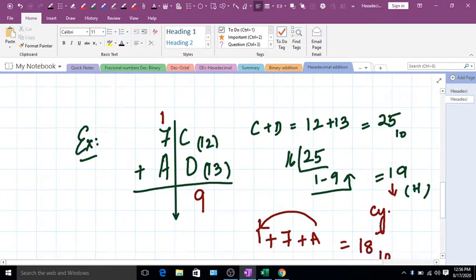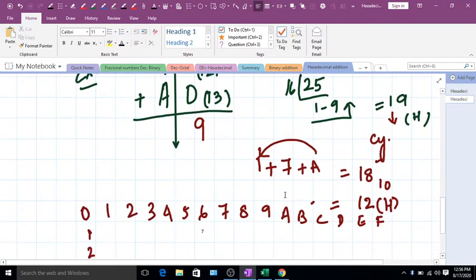1 plus 7, 8. 8 plus 10, 18, which is 12. So finally, what is the answer? The answer is 1, 2, and 9. So like this you can verify. Construct this table and verify.